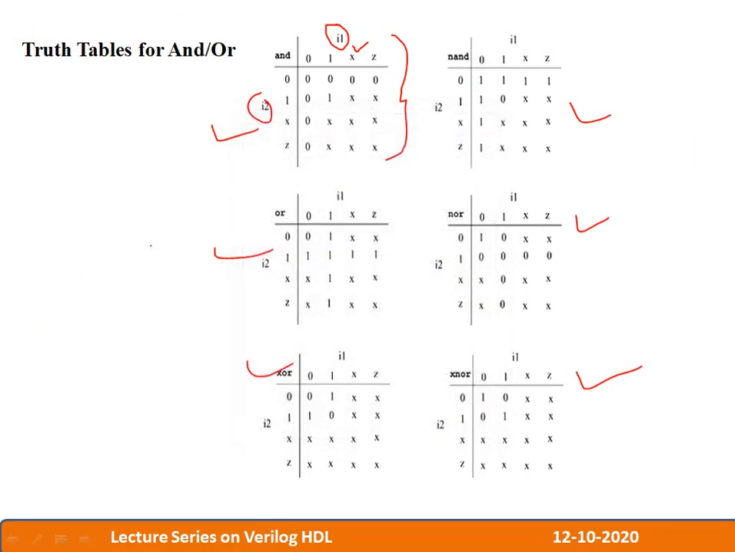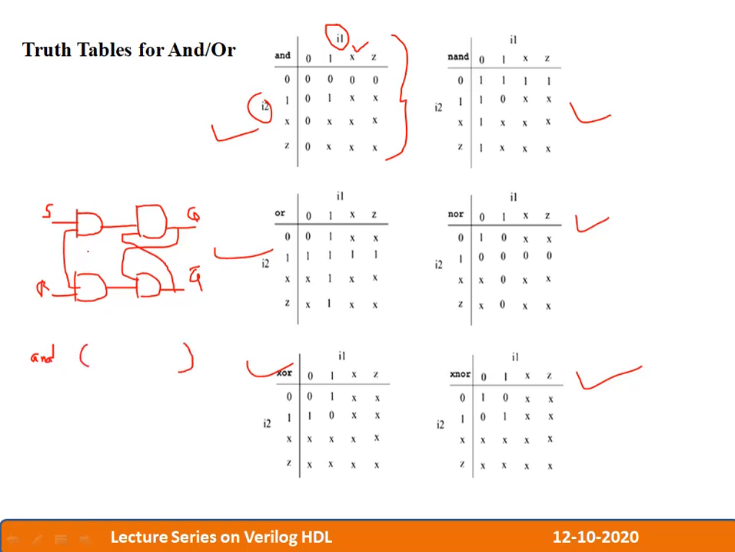Let's say I'm writing a simple SR latch or SR flip flop, and I'm using AND gates. So this is Q, this is Q bar. Now, if I write a program, then I require four AND gates. How do I write my program? I'll be writing and then describing this AND gate.